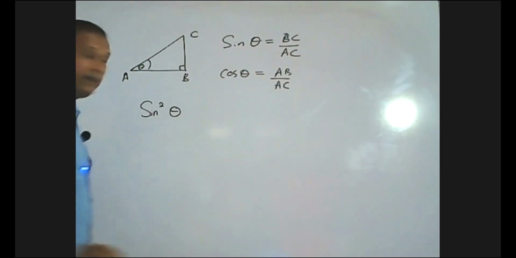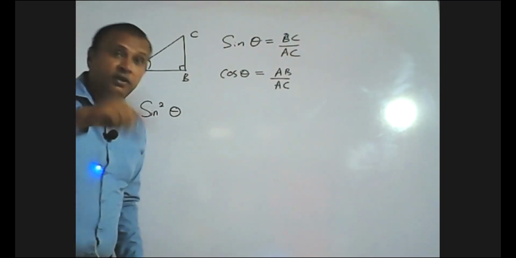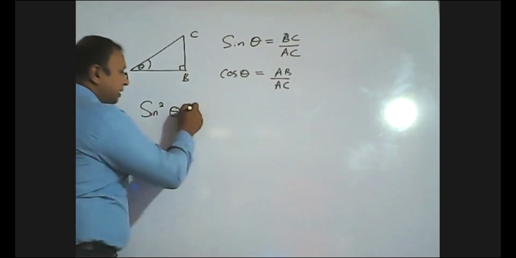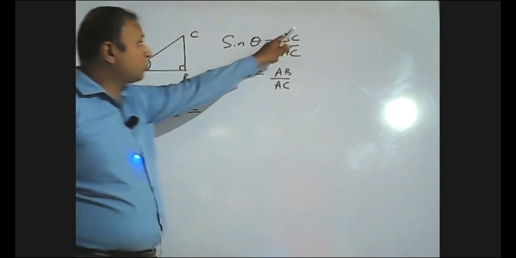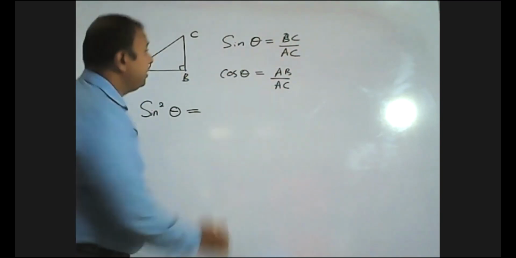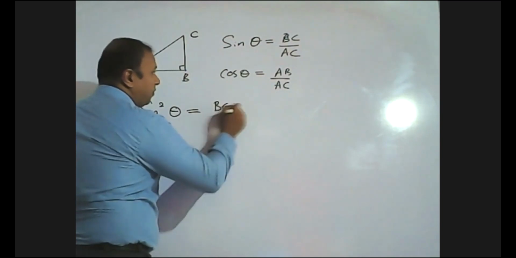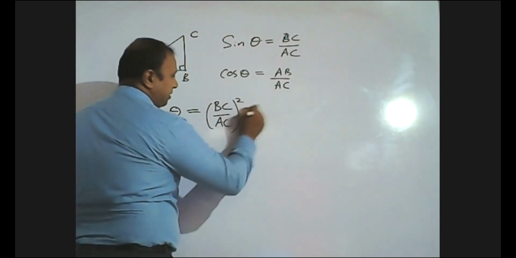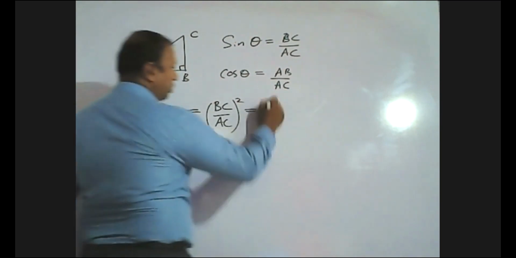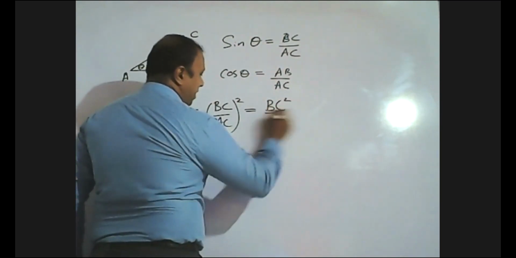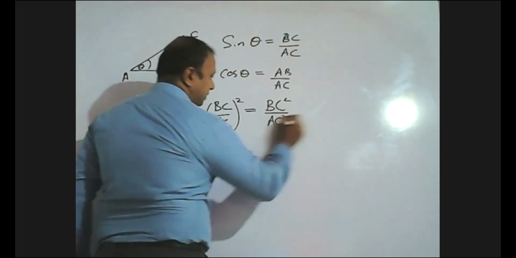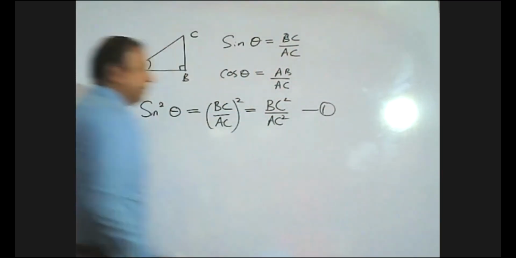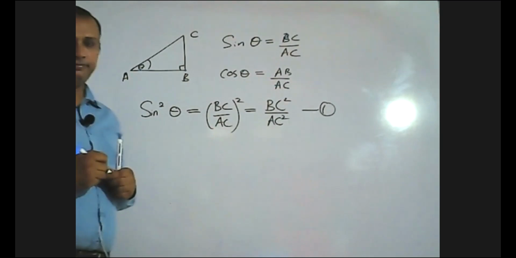So sin square theta means square of the ratio. Square of the ratio means square of the BC over AC ratio. So this is equal to BC squared over AC squared. This is equation number 1.